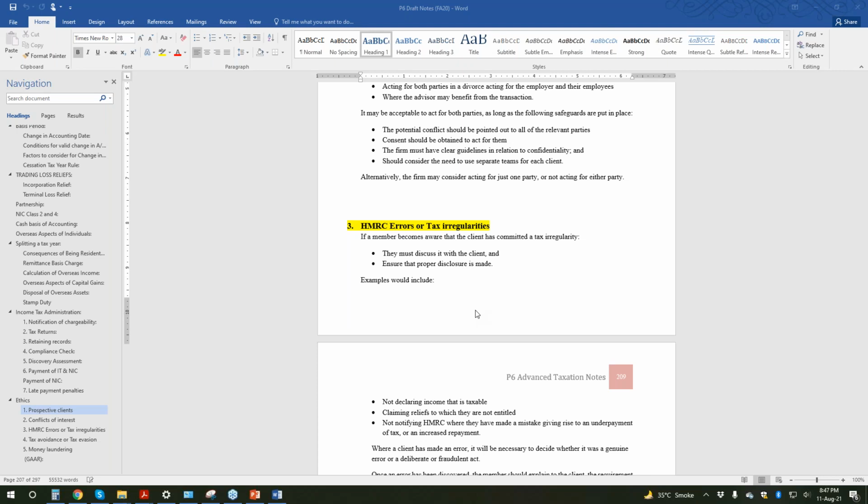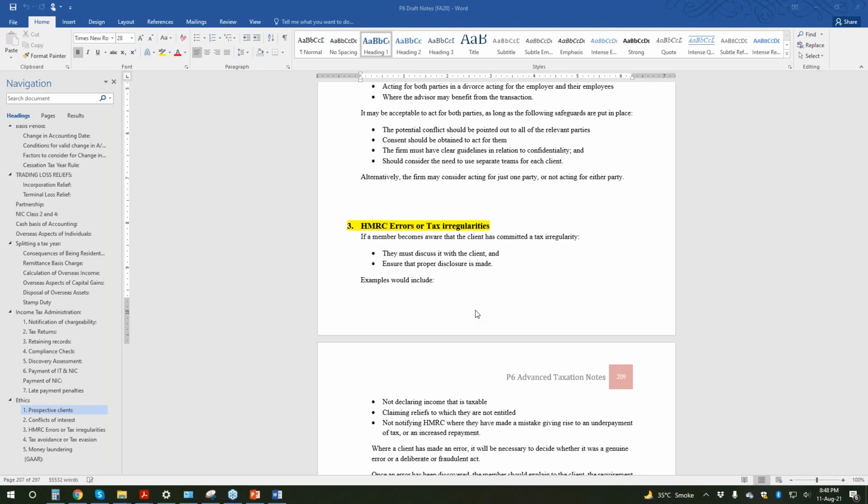So you should stop acting for the client, and you should inform HMRC that you have stopped acting for the client. However, do remember, you cannot disclose the reason to HMRC as to why you have stopped acting for the client. You can just mention that, look, I have stopped acting as a tax advisor for this company. However, you are not allowed to disclose the reason to HMRC directly, because it will breach the principle of confidentiality.